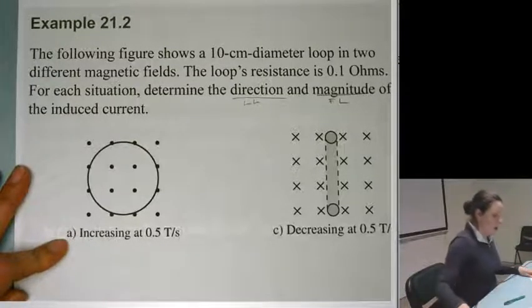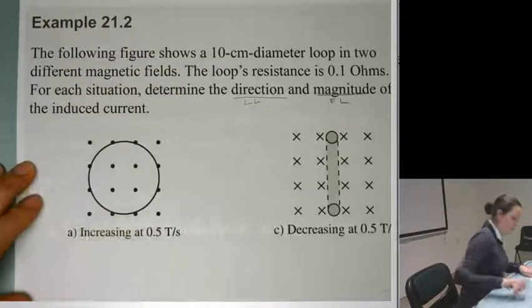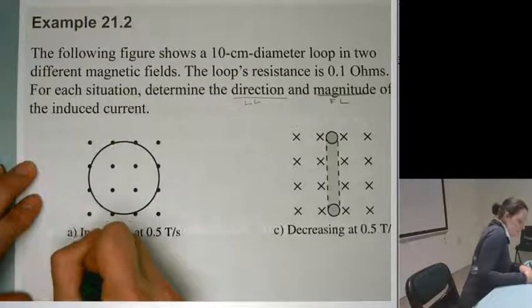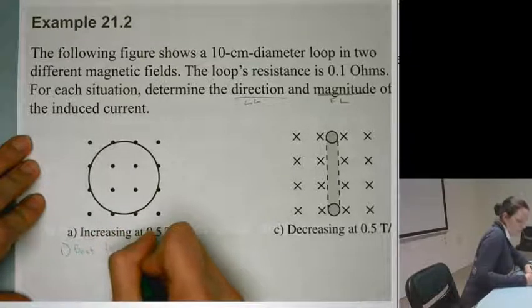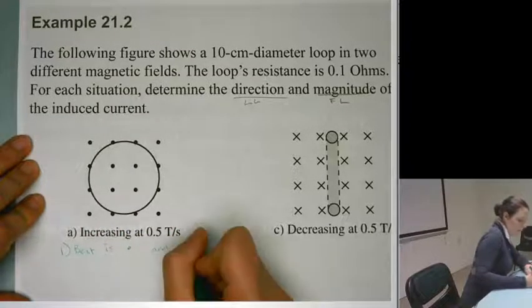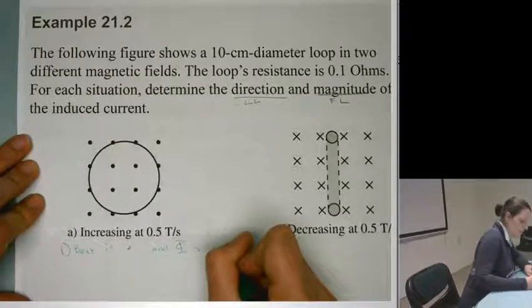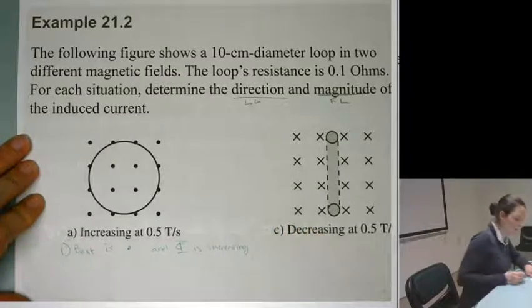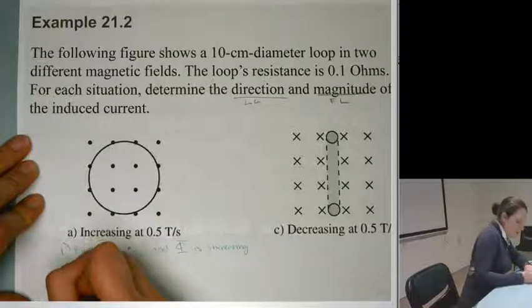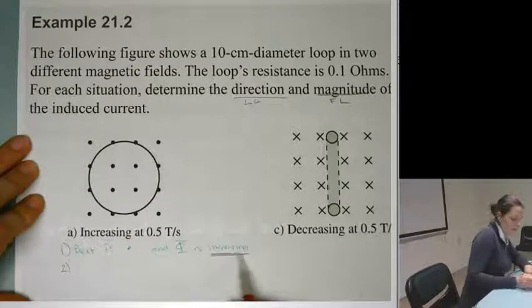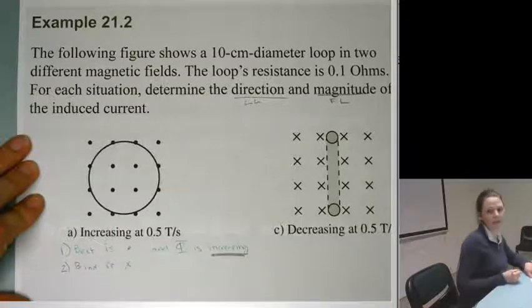So I have that my first step is that B external is out of the page, and I'm going to go ahead and just talk about the flux. The flux is increasing. Okay, so it's out of the page because of all these dots. The second step says that because it is increasing, B induced is into the page.